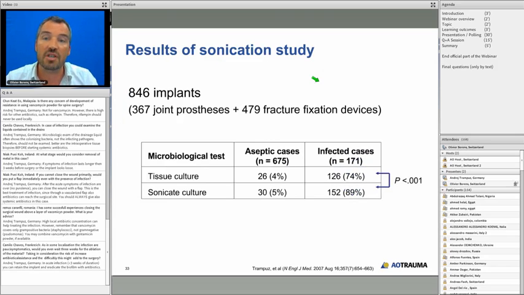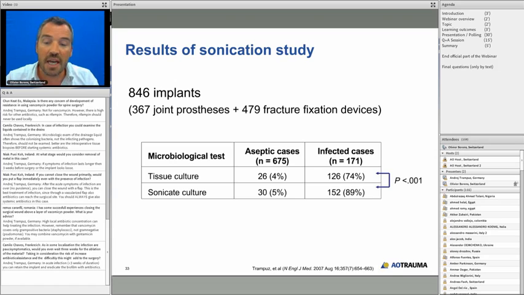This has been shown in this paper in 2007, where 846 implants were used. As you can see here, half were joint prostheses, and a little bit more than half were fracture fixation devices. And here, thanks to the sonication, our sensitivity was much, much higher than with standard tissue cultures.